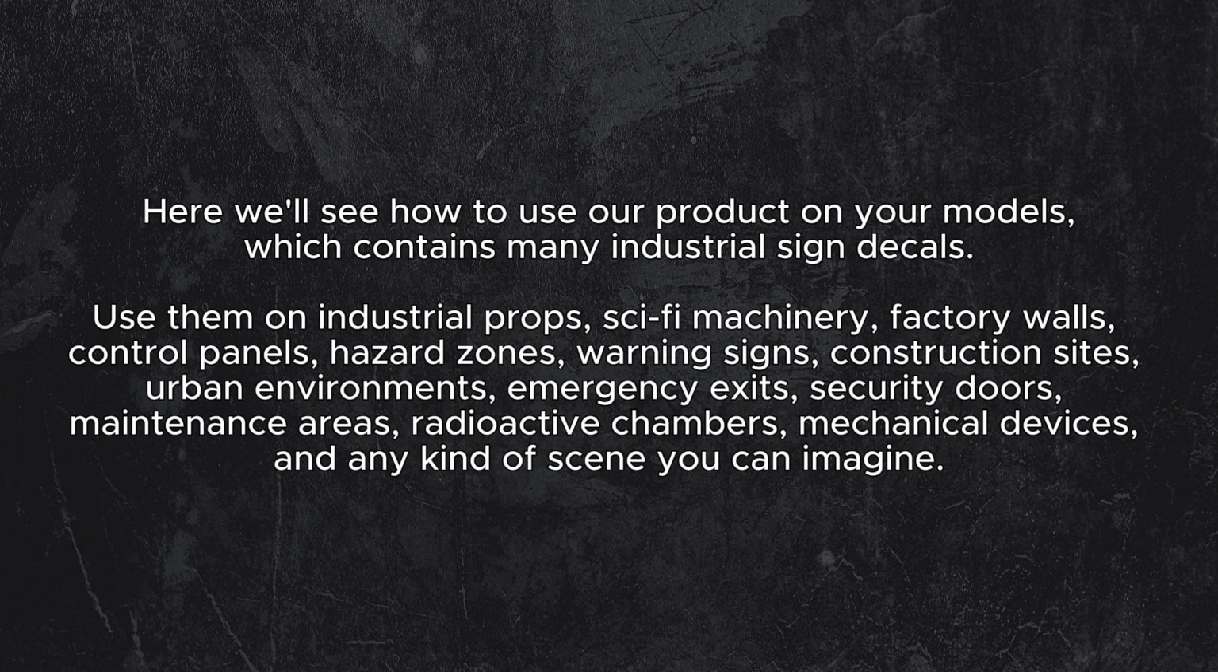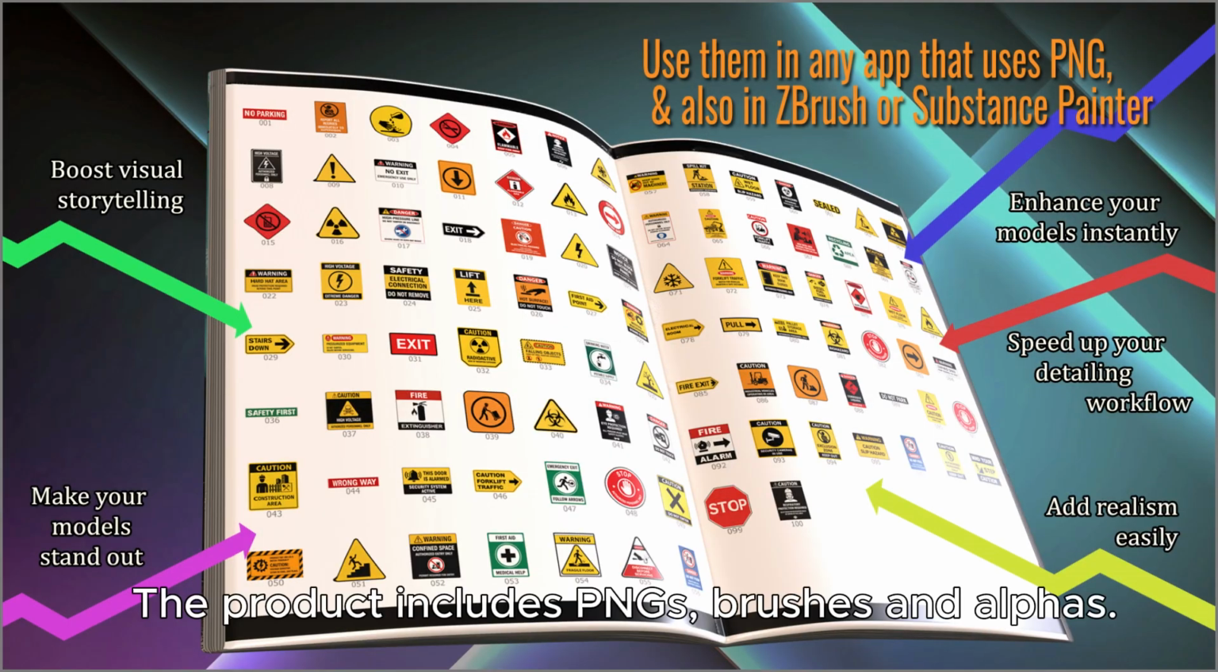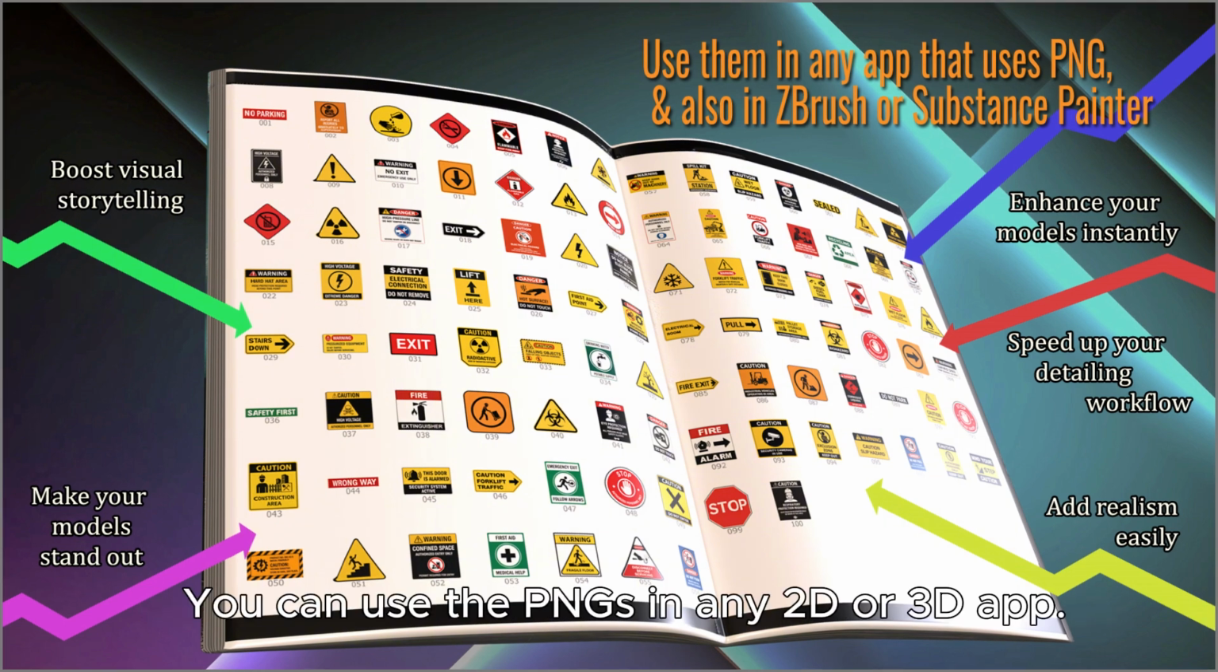Use them on industrial props, sci-fi machinery, factory walls, control panels, hazard zones, warning signs, construction sites, urban environments, emergency exits, security doors, maintenance areas, radioactive chambers, mechanical devices, and any kind of scene you can imagine. The product includes PNGs, brushes, and alphas. You can use the PNGs in any 2D or 3D app.